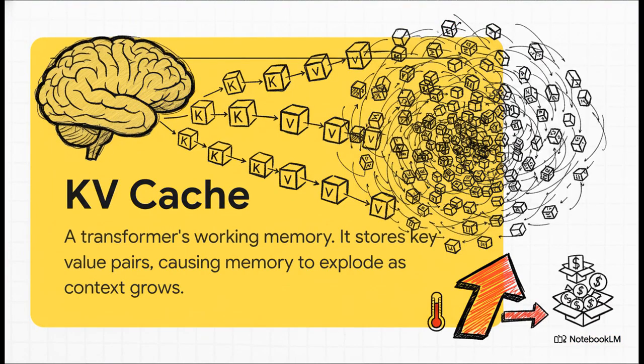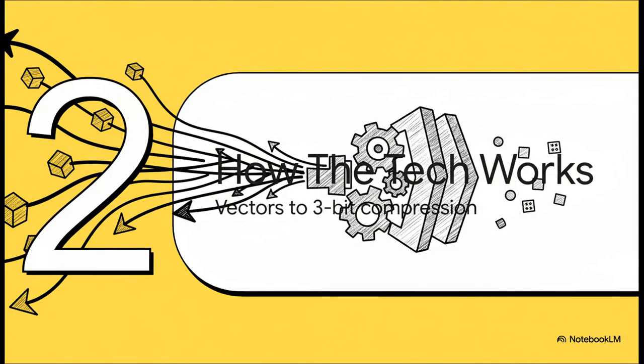Okay, so the big problem TurboQuant is trying to solve is something called the KV cache. You can basically think of this as the model's short-term memory. For every single token, and that's pretty much every word or piece of a word, the model stores these little key value pairs. The problem is, as your conversation or document gets longer, this memory usage just explodes. It's a huge cost driver.